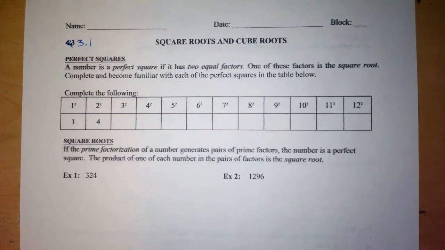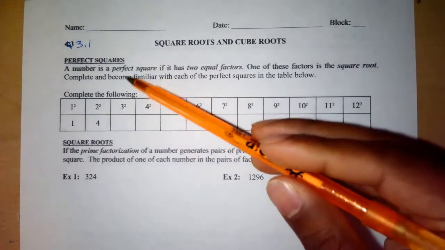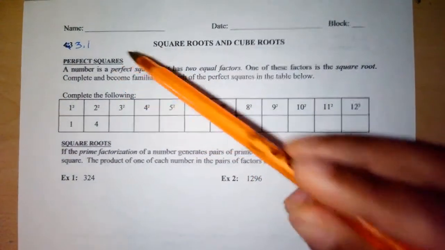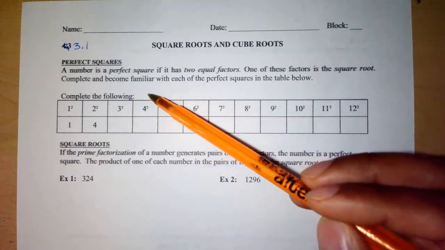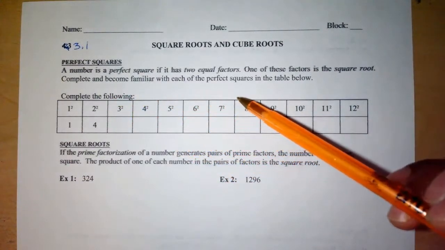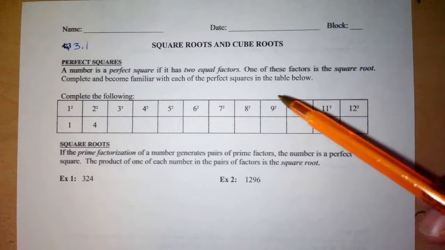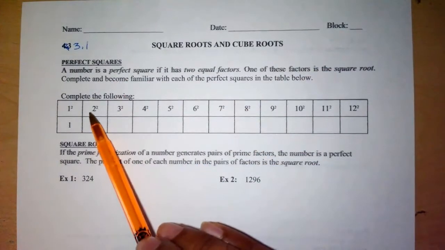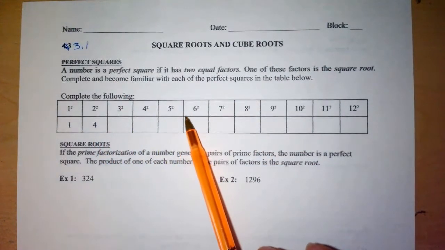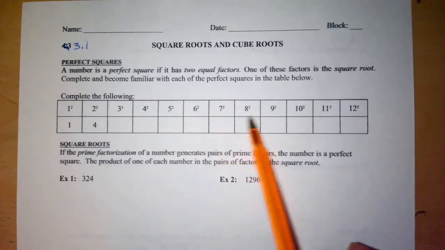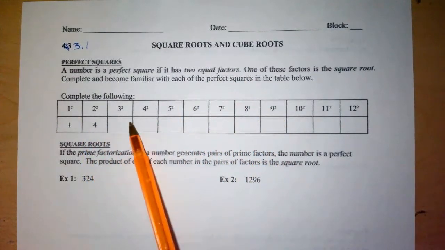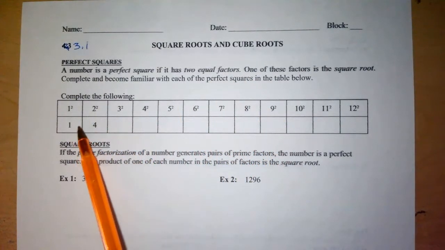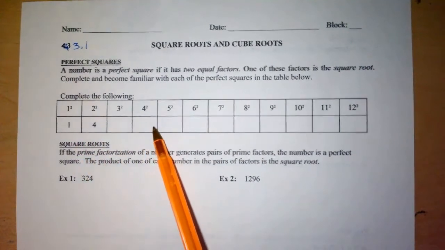Okay, so first off, we'll go over some terminology. Perfect squares, let's just read this definition together. A number is a perfect square if it has two equal factors. One of these factors is the square root. Complete and become familiar with each of the perfect squares in the table below. So at the top here, you can see that these are all basically the square roots, and the bottom portion are all going to be the perfect squares.